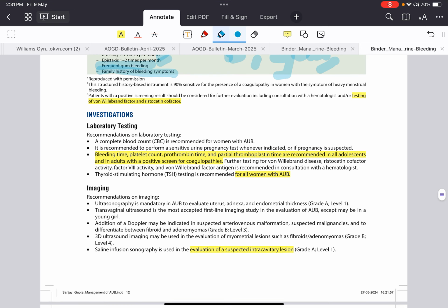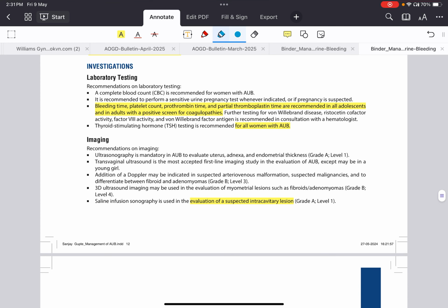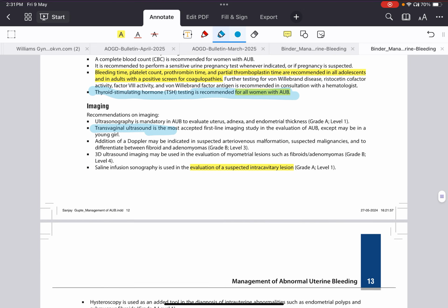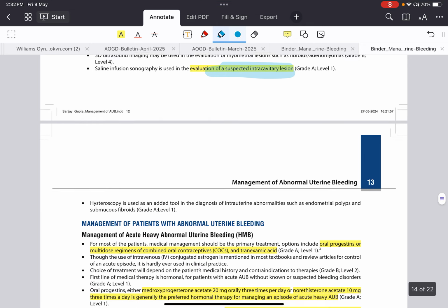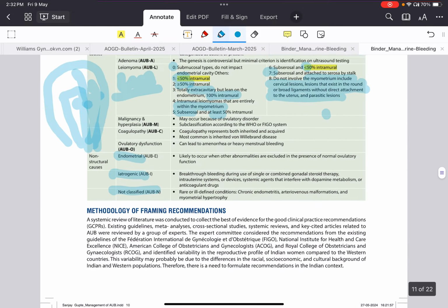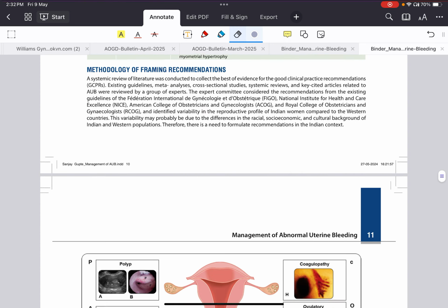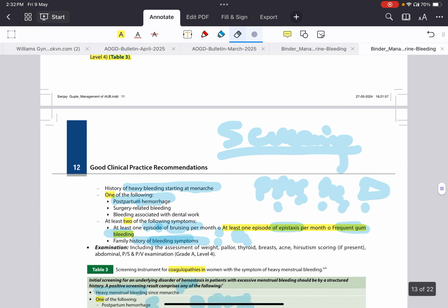Investigations, I already told you: CBC, bleeding time, clotting time and all, and TSH is done in all patients. For imaging, transvaginal ultrasound is the best and most acceptable one, and if you suspect any intracavitary lesion, then saline infusion. This is the PALM-COEIN classification, which I already told. For the leiomyomas, the FIGO classification starts with submucosal. Start with that.